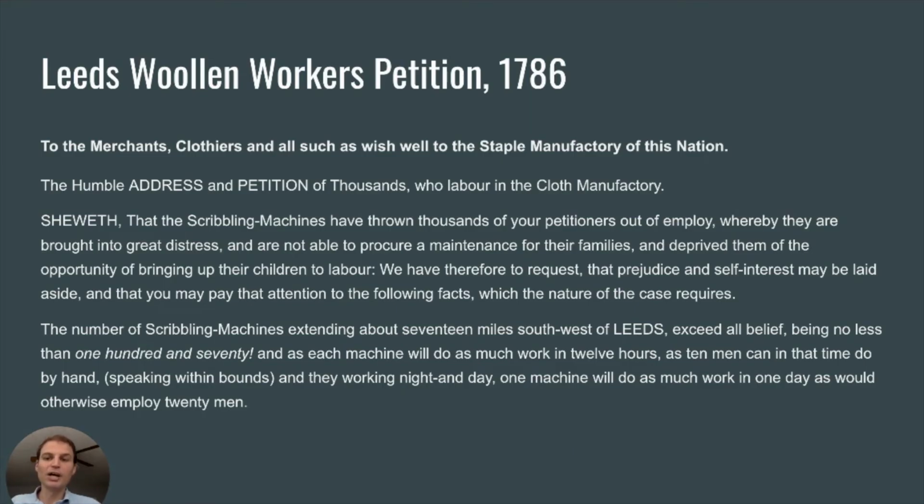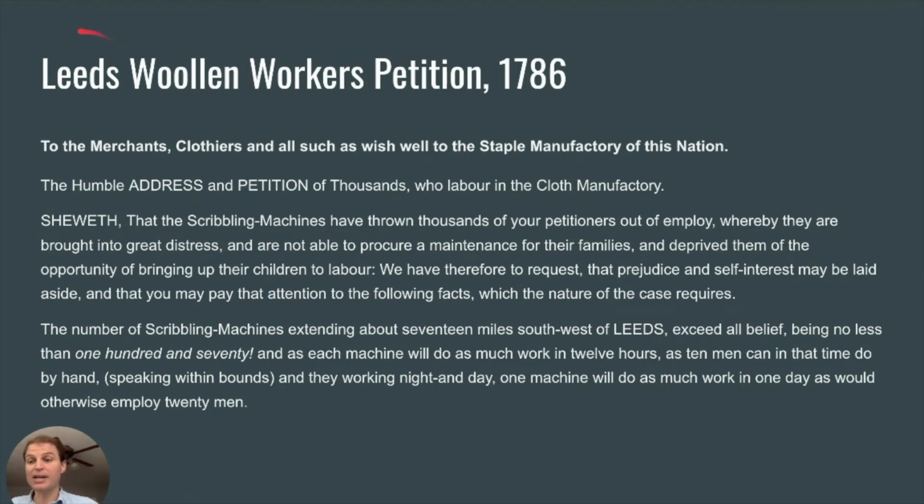Well, I have here a petition from the woolen workers in Leeds in 1786. And these woolen workers are the people that previously made woolen garments in accordance with, say, the guild system. So this is kind of the old way of producing clothing. And they're issuing a petition to the powers that be in the city of Leeds, and they're going to give them one particular request here. So I'll go ahead and read this in an English accent.